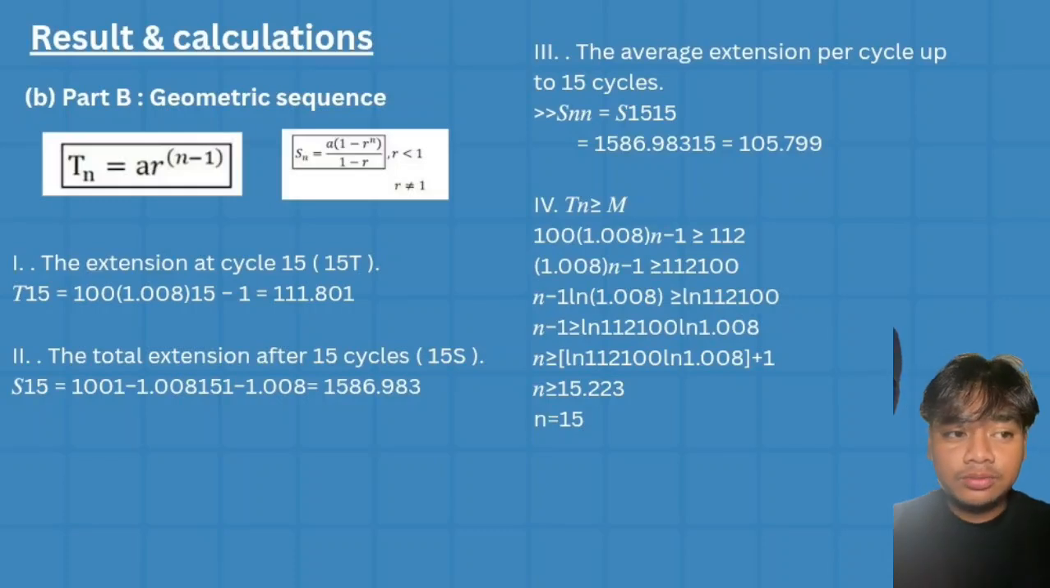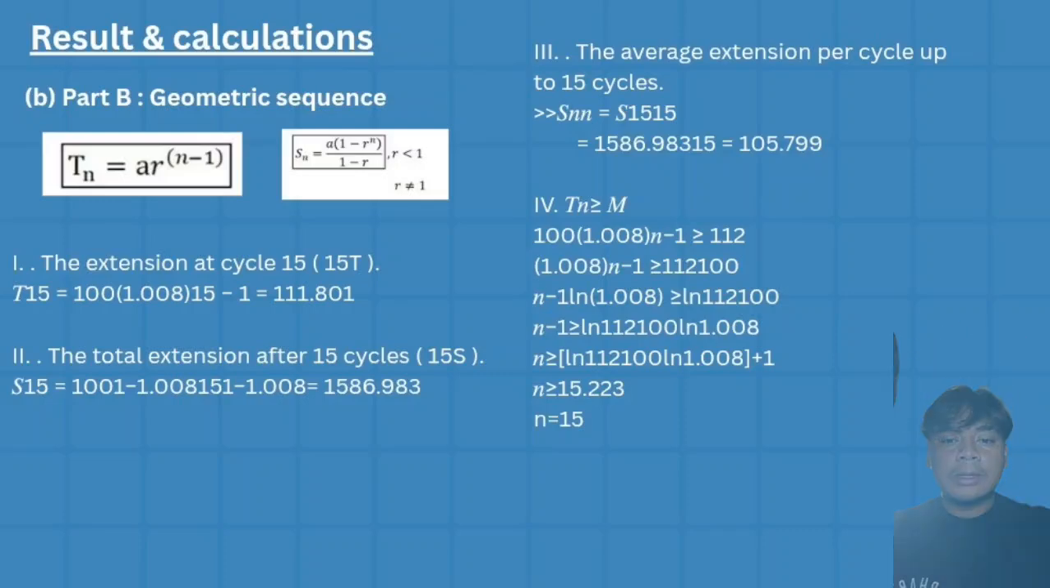That's the common ratio. Then greater than or equal to, because we put ln on both sides, there's ln 112 over 100. Then n minus 1 is greater than or equal to ln 112/100 over ln 1.008. Then n will be greater than or equal to ln 112/100 over ln 1.008, plus 1. Then n will be greater than or equal to 15.223. So n should be 15.